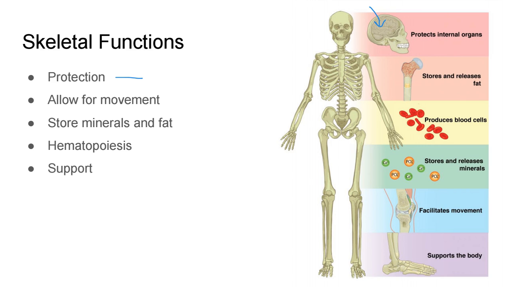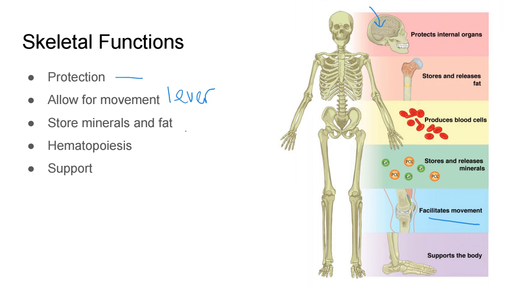It allows for or facilitates movement. You can see that down here, basically because it has the joints and it gives the muscles something to pull on. The muscles can then use the bone like a lever, and then the muscle can actually cause movement. If the muscle was unable to adjust the position of the bone, then you would not see any movement.